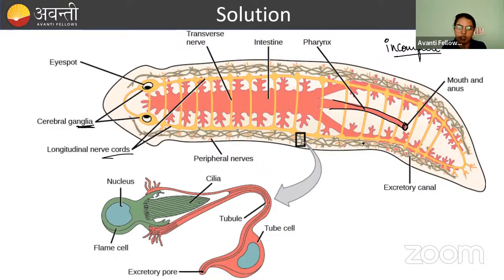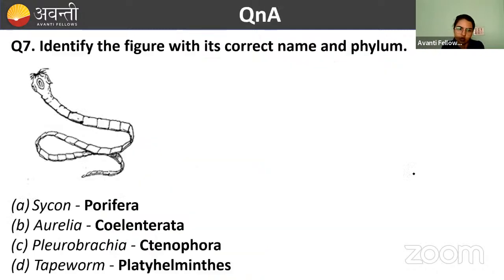Okay, so this is the structure that I wanted to show you in a close-up. Now, identify the figure with its correct name and phylum. Okay, you have to look at the figure and identify it with its name and phylum. The first word given is the name, and the second word given is the phylum. All right, I have given enough time. I'm going to launch the poll now.